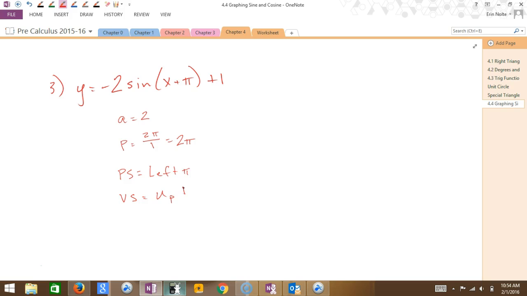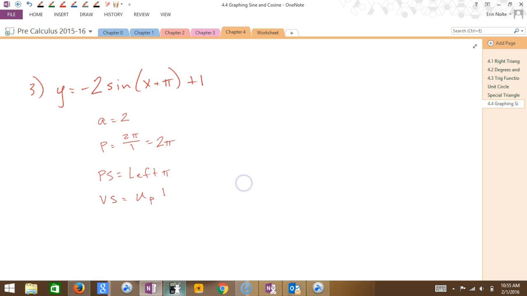Yes? Phase shift, what direction? Same as any function. If it's a plus on the inside, if you subtract, it's to the right. And if it's a minus, you go to the left. No, I said that wrong. Sorry, my bad. Listen carefully. Let's try that again. If it's a plus, you go to the left. Minus, you go to the right. Does that make sense, or did I just confuse you more? Good. Okay. All right, so here we go.